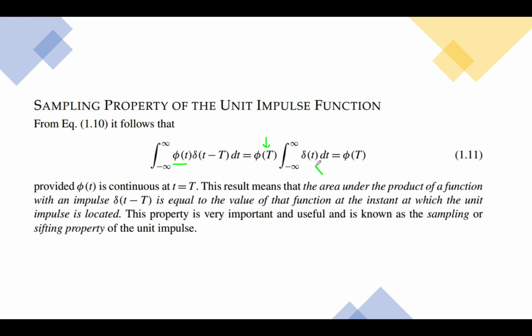Delta of t is the impulse function integrated from negative infinity to infinity, and of course we know that is equal to 1. So under integration, a shifted impulse function multiplied by any other function selects the value of that function at T, and that's actually the value of the integral. What the integration does is get rid of that impulse function that we saw on the previous page.